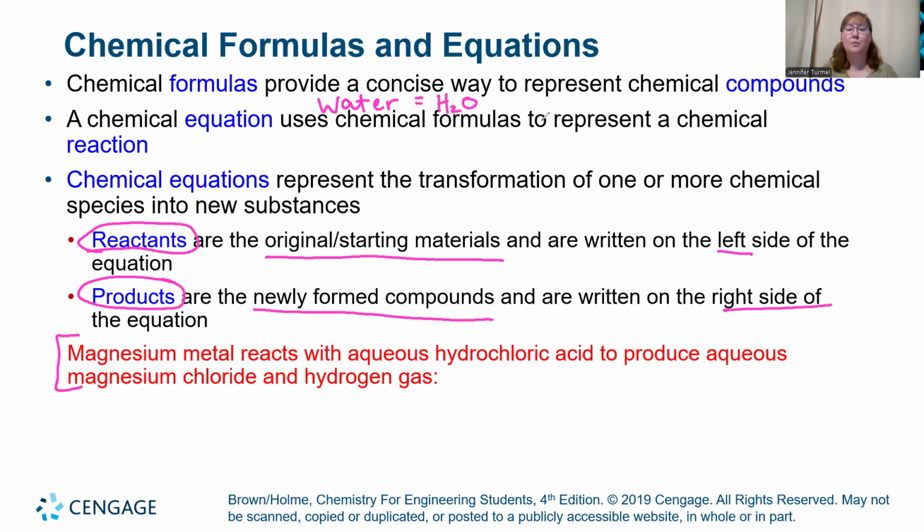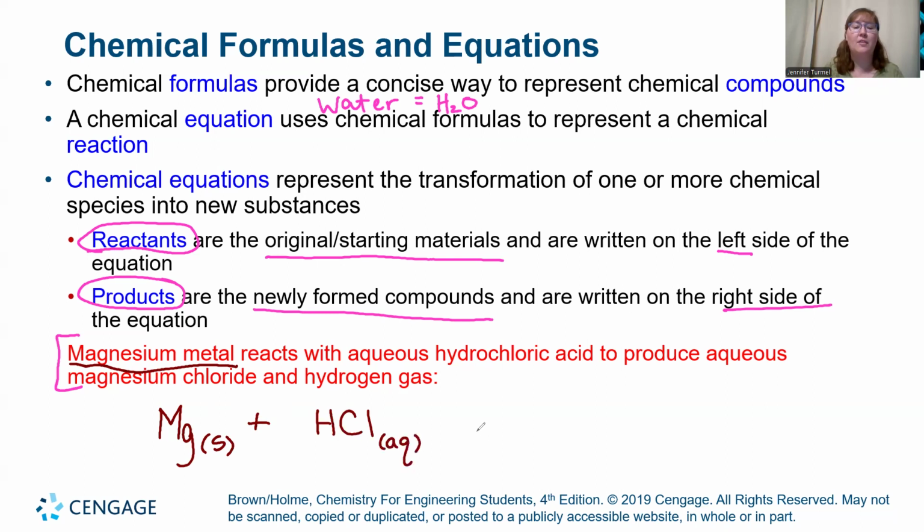So here I have an equation. Magnesium metal reacts with aqueous hydrochloric acid to produce aqueous magnesium chloride and hydrogen gas. Okay, so let's take a look at what that might look like here. First of all, it starts with magnesium metal here. So that means Mg, and it's a metal or a solid. So we put an S there for solid. And it reacts with aqueous hydrochloric acid. And so that's HCl, aqueous.